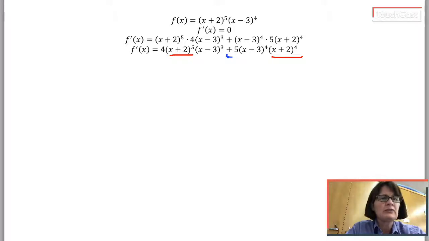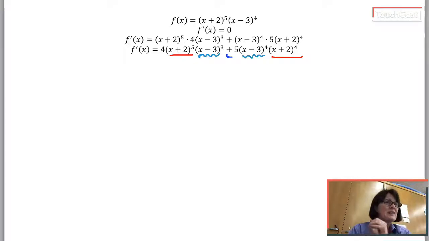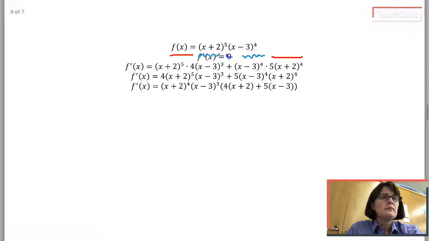This x minus 3, I've got 3 of them in this term. I've got 4 of them here. I'm only going to be able to take 3 of them out. So I notice that both terms have x minus 3 to the third power and x plus 2 to the fourth power in common. I'm going to factor that out.